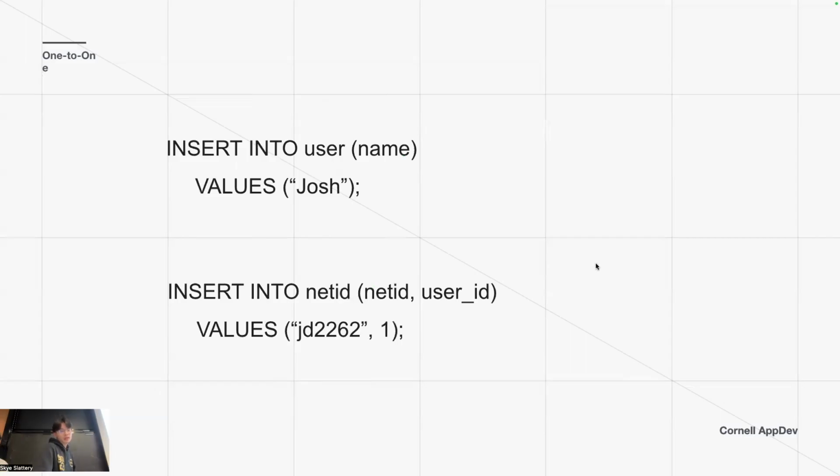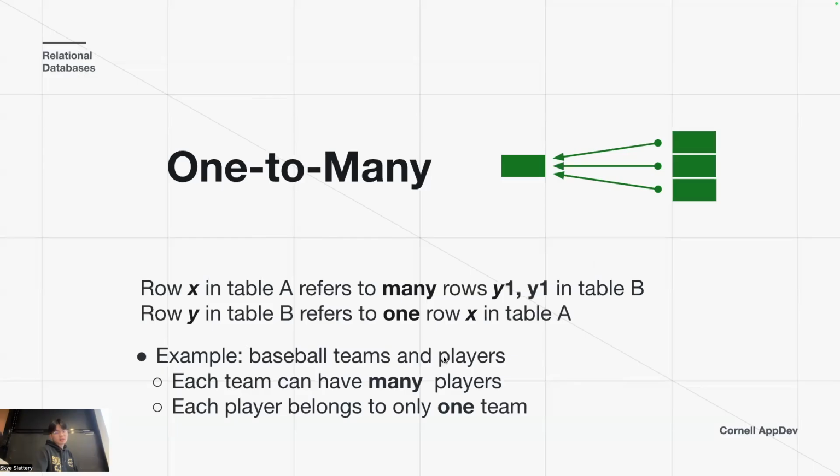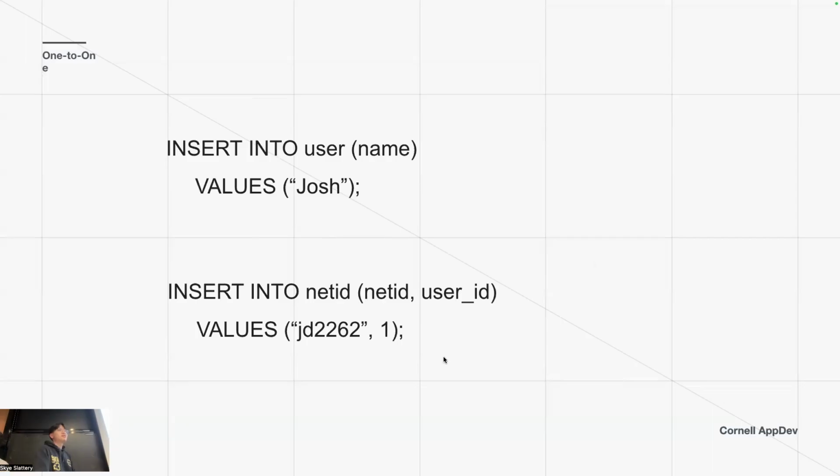Yep. And then when you're inserting, for example, you insert into user an object with name like Josh, and then you insert into net ID, like net ID JD2262, which is my net ID, and a user ID 1. This is how you add a row into the table and it will connect it. You don't have to have any special syntax or anything. And yeah, that's one-to-one. Any questions?